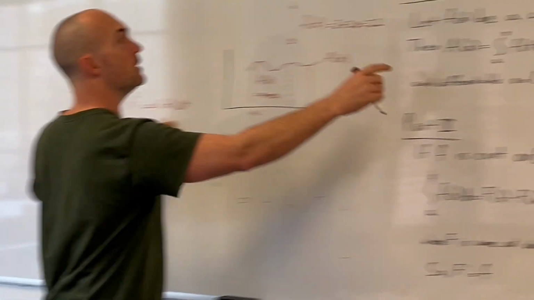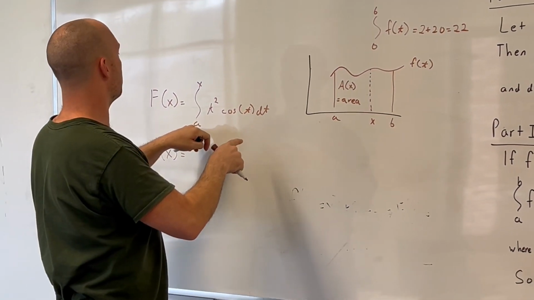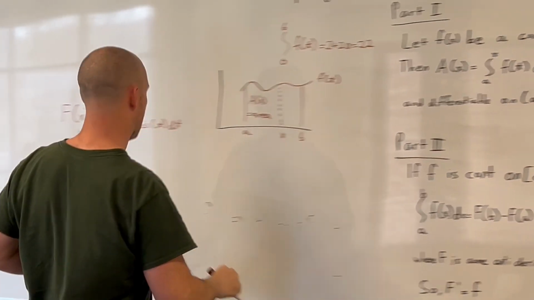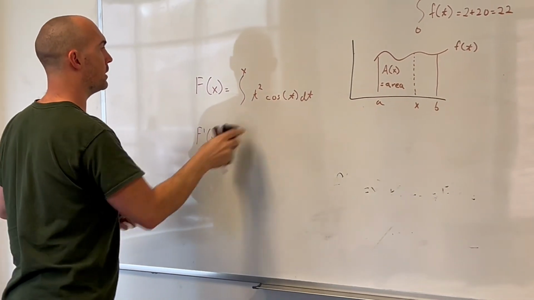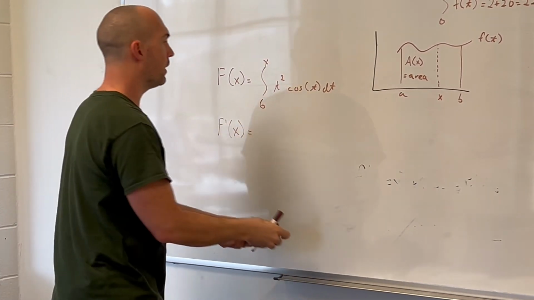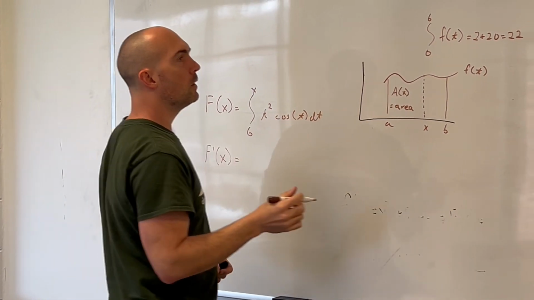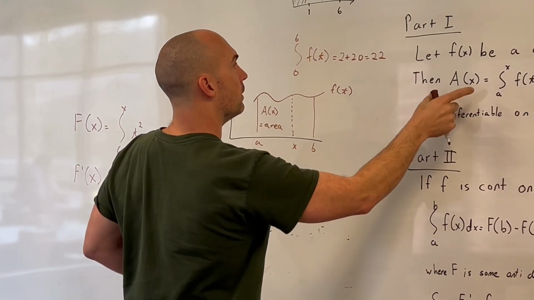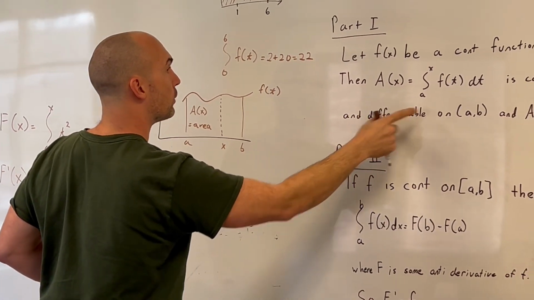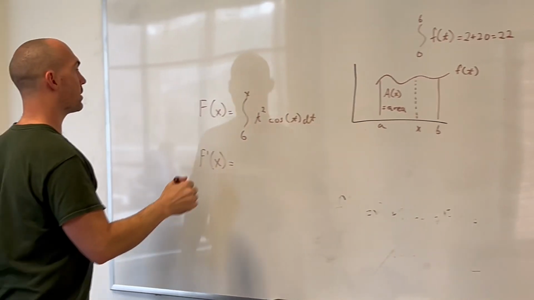Is this guy continuous? Well, it's continuous everywhere, so it's certainly continuous from some number here to some x. Let's say, just so you see numbers involved, it was from 6 to, I don't know, 100 or whatever. This thing's continuous everywhere. That means the antiderivative is also continuous and it's differentiable. And finally, this thing right here, A prime of x equals f of x.